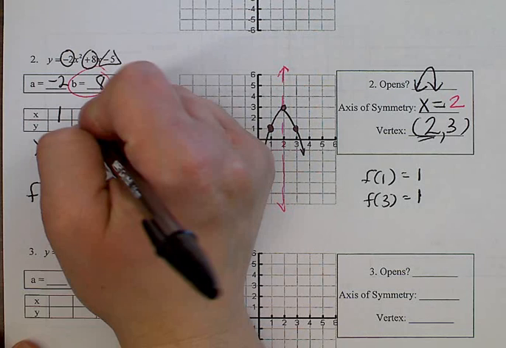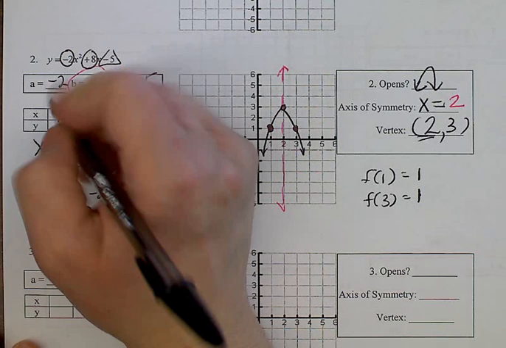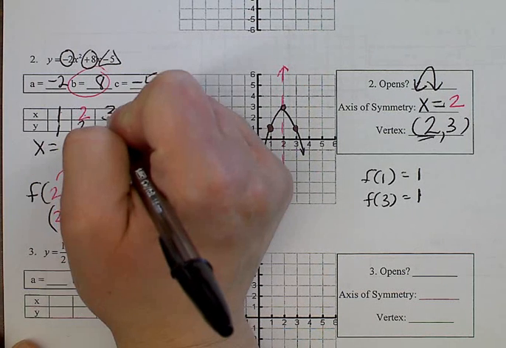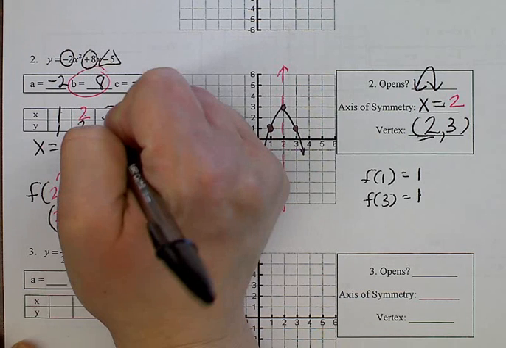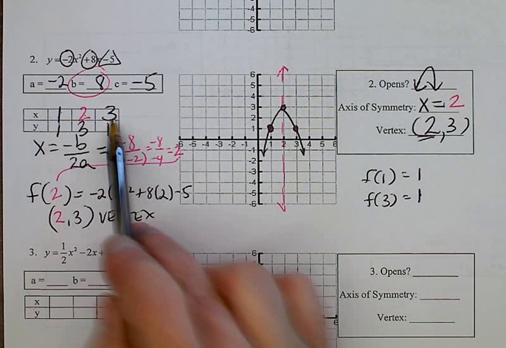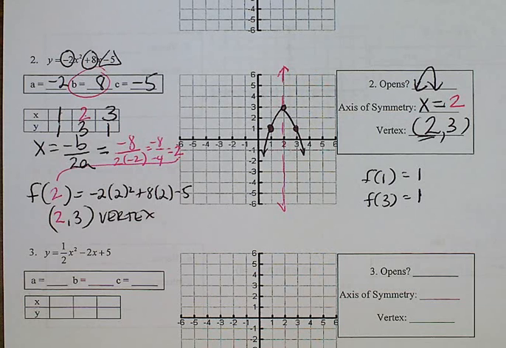So when I plugged in a 2, we got a 3. When I plugged in a 1, we got a 1. When I plugged in a 3, we got a 1. We just plotted those 3 points to connect our parabola. Good luck on this section.